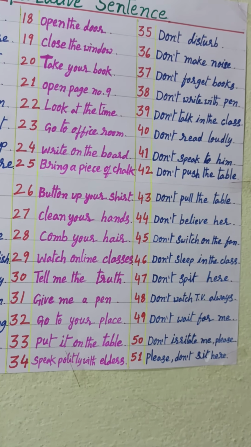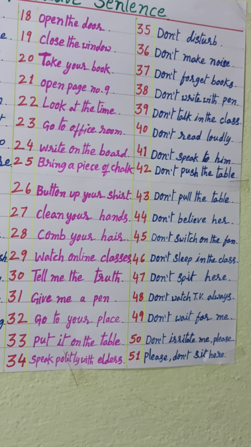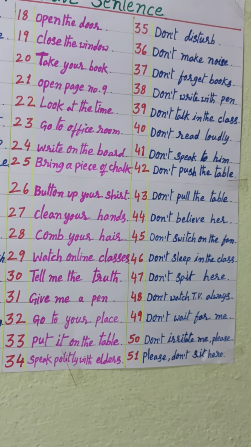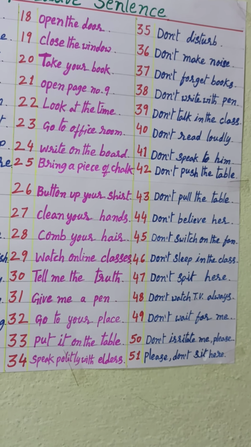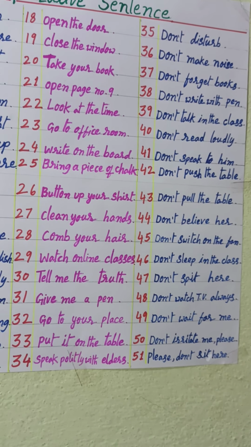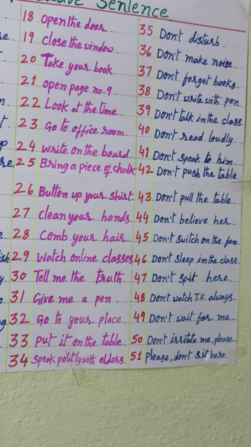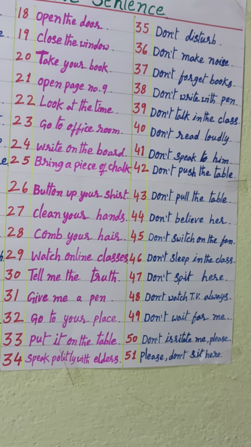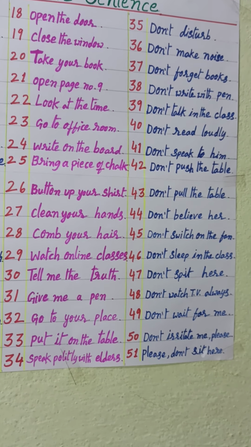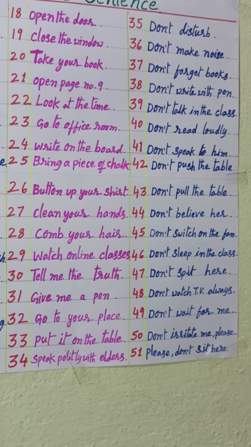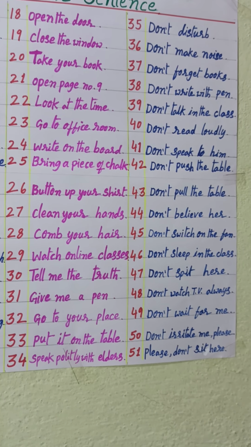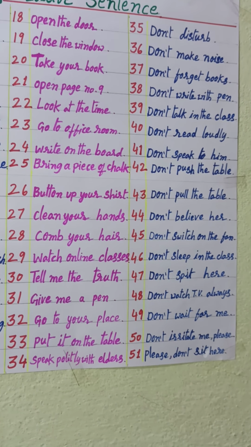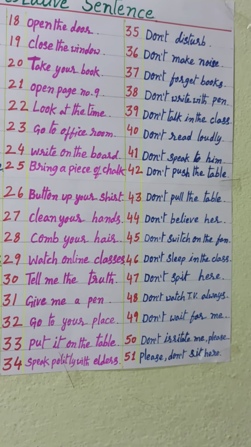50. Don't irritate me, comma, please, and full stop. It is negative request. 51. Please, comma, don't sit here, and full stop. Because it is a social distance for coronavirus. We follow it. Please don't sit here.